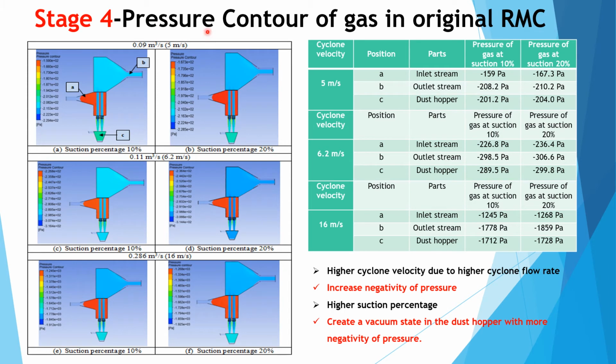This is stage 4, which is visualization of pressure control of gas in the original RMC. Position A represents inlet stream, while position B represents outlet stream, and position C represents dust hopper. As can be observed from this table, higher cyclone velocity can increase negativity of pressure, and also higher suction percentage is able to create a vacuum state in the dust hopper with more negativity of pressure.